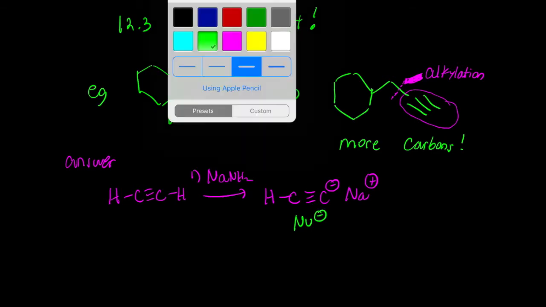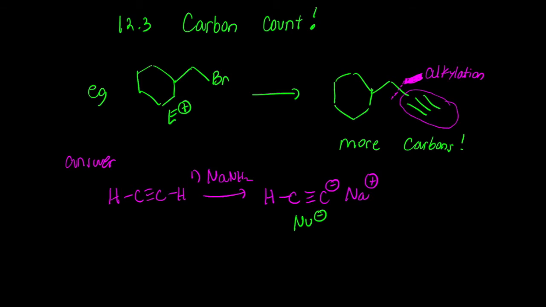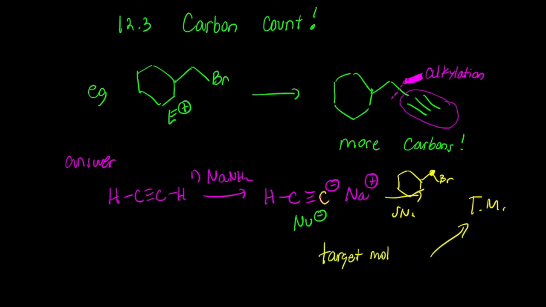And so what you get is, well, what would we want to add? We would want to add our alkyl halide substrate, and this carbon right here that I'm highlighting in yellow is going to bond to this carbon here in an SN2 reaction. SN2, and that gives you the target molecule. Remember, we oftentimes abbreviate the target molecule TM because we don't want to draw that whole thing out again.